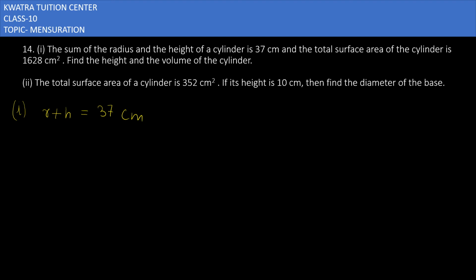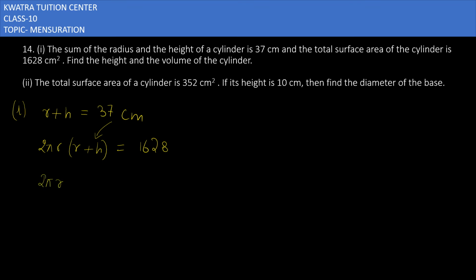Total surface area of cylinder क्या होता है हमारा? It is given by 2 pi r plus h and it will be equal to 1628. अब यहाँ पे यू कैन सी कि हम वैल्यू सब्स्टिट्यूट करके अपना r की वैल्यू निकाल सकते हैं. जैसे r प्लस h को आप क्या सब्स्टिट्यूट करोगे? यू कैन पुट इट एज 37.